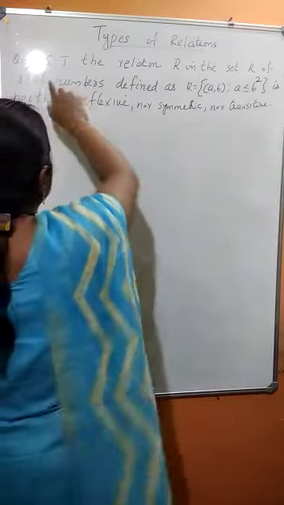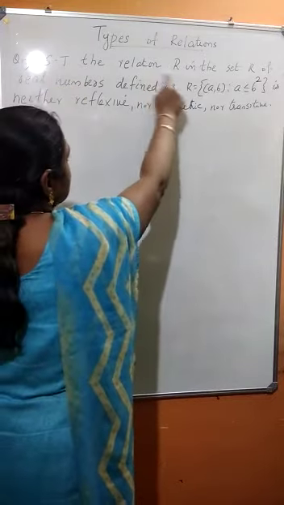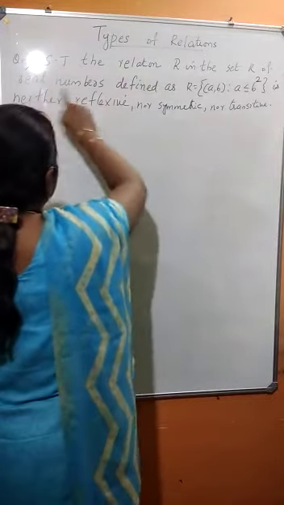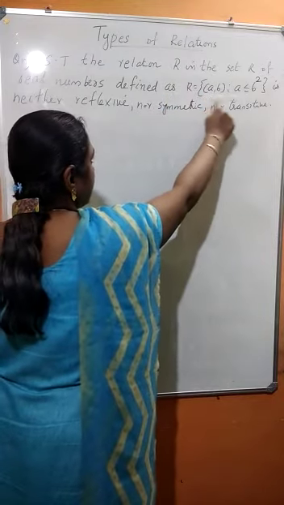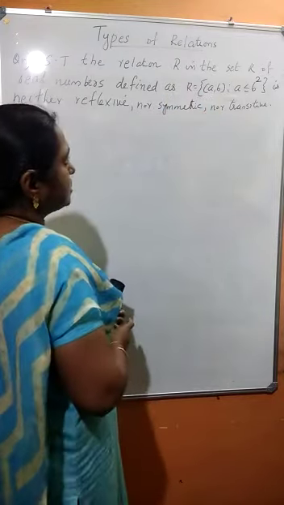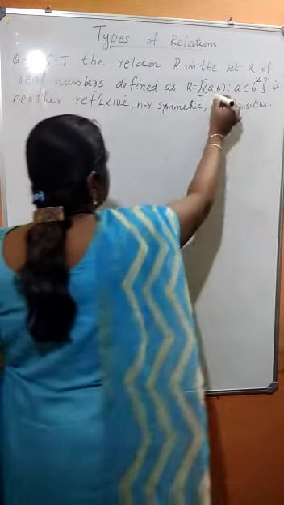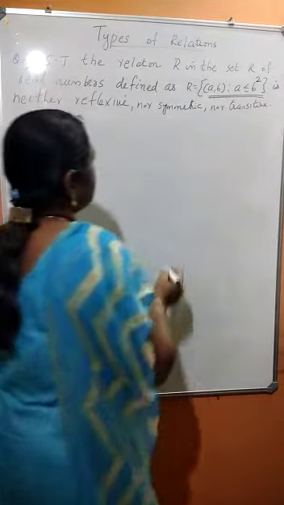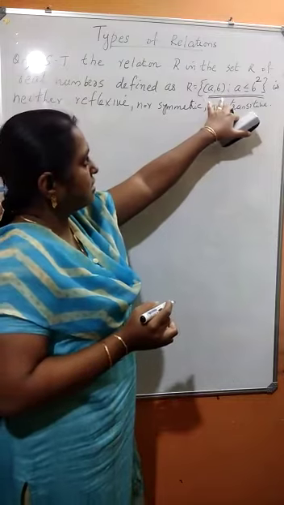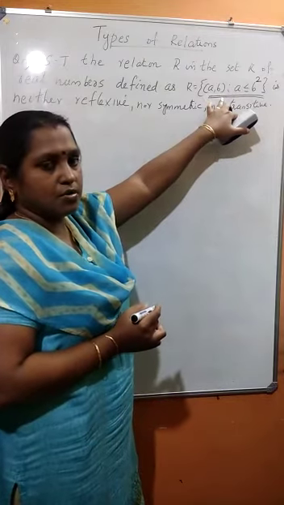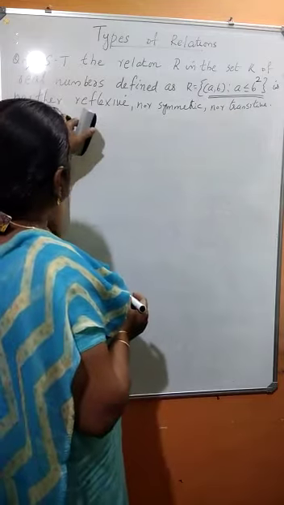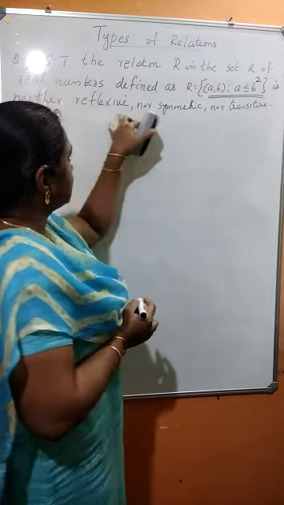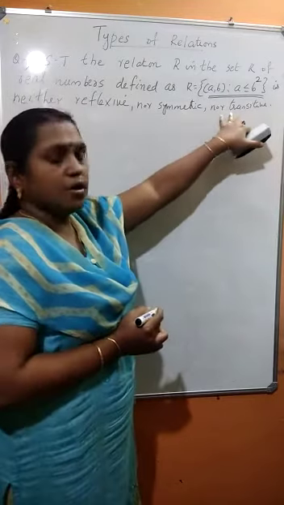So here is a question. Show that the relation R in the set R of real numbers, defined as R equal to the set of ordered pairs (a, b) such that a is less than or equal to b squared, is neither reflexive nor symmetric nor transitive. So this is the relation: a should be less than or equal to b squared for the real numbers a and b. And we have to prove that this relation is not reflexive, not symmetric, not transitive.